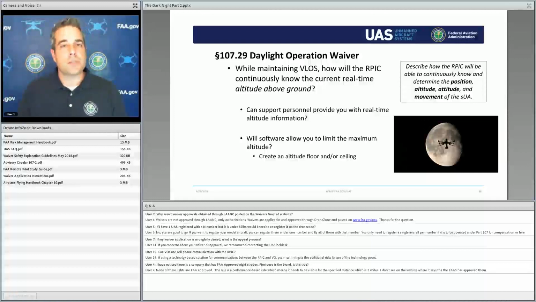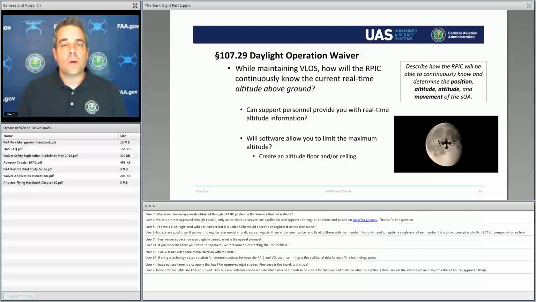For example, if you know the treetops in your area are roughly 50 feet high, can you limit via software that you know your unmanned aircraft will be no lower than 60 feet during your operation? That's a mitigation strategy. And through that technology, it can help you maintain that safety factor with your altitude.